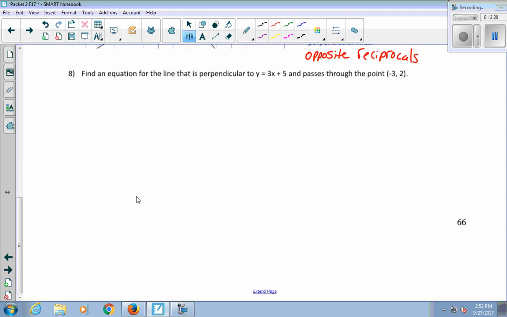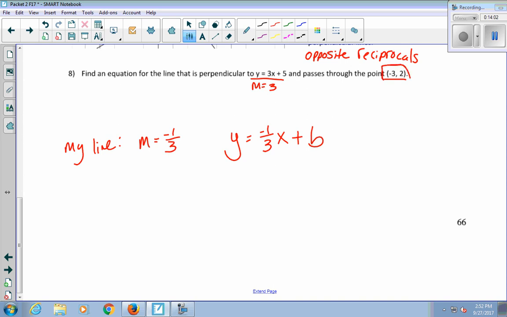So given that information, I want to find an equation for a line that's perpendicular to this line and goes through the point -3, 2. So this line's slope is 3, which means that the slope of my line, the one they're asking me to find an equation for, has a slope of -1/3, the reciprocal and the opposite of 3. So I know my line looks like -1/3 x plus b. B is the y-intercept. To figure out what b is, I'm going to use this point. I'm going to plug in -3 for x and 2 for y, and I can solve for b.